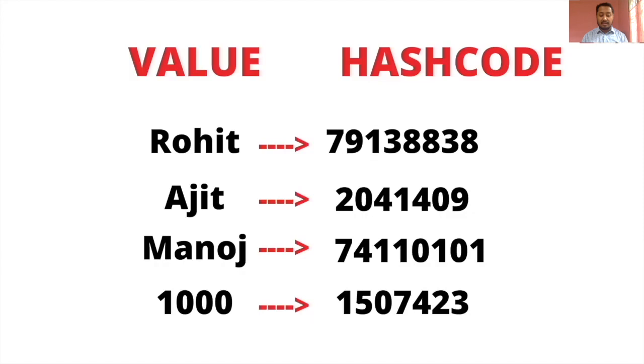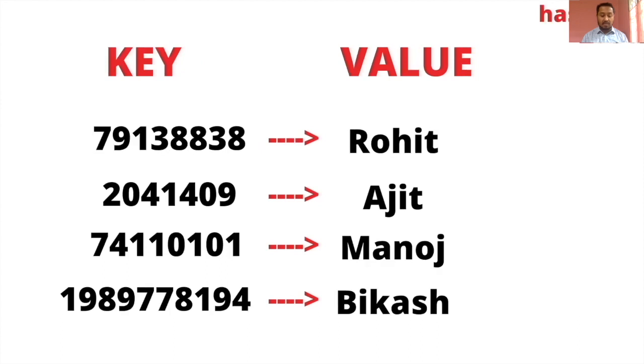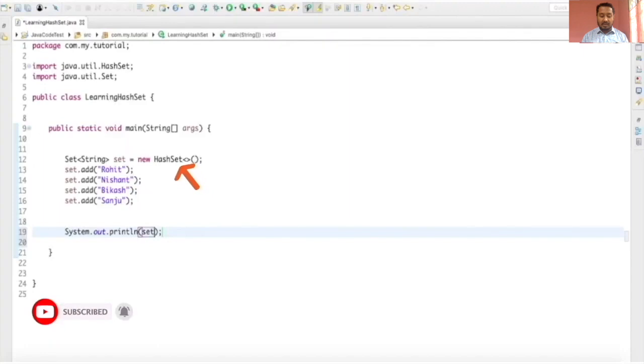As you can see in this example, the corresponding hashcodes of Rohit, Ajit, Manoj and 1000. In a HashMap, the key is the corresponding hashcode of the value. As HashSet internally uses a HashMap, adding, removing and search operations are faster in HashSet. We can create an instance of HashSet like this.